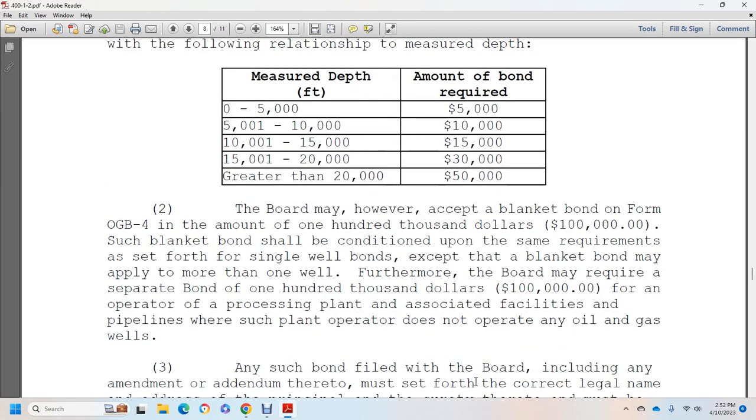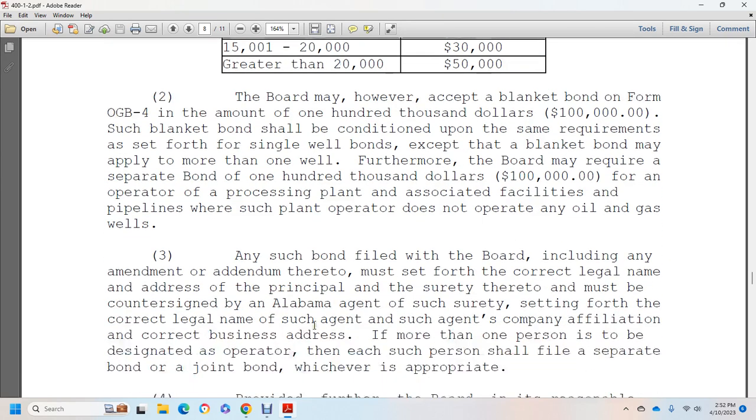The board may, however, accept a blanket bond in the form of the OGB-4, in the amount of $100,000, with the same conditions and requirements setting forth the single well bonds, except the blanket bond applies to more than one well, and further requires a separate bond of $100,000 for an operative processing plant, associated facility, or pipeline if the plant operator does not operate an oil and gas well.